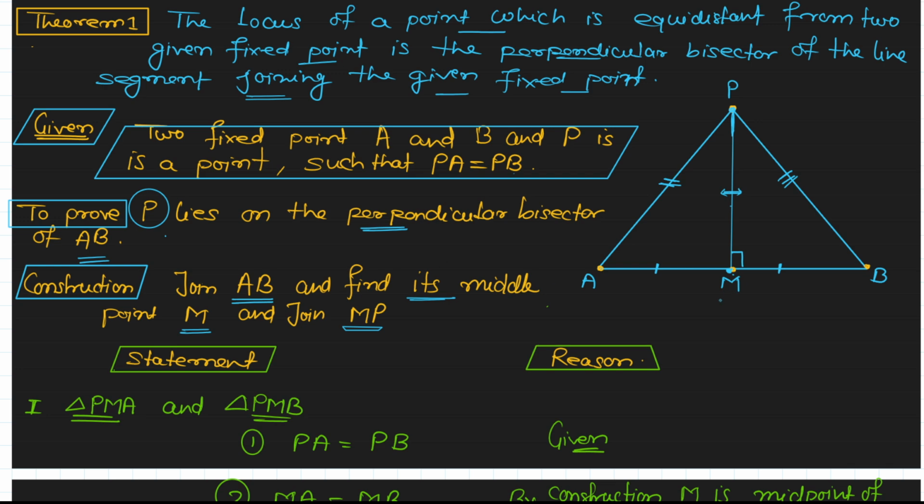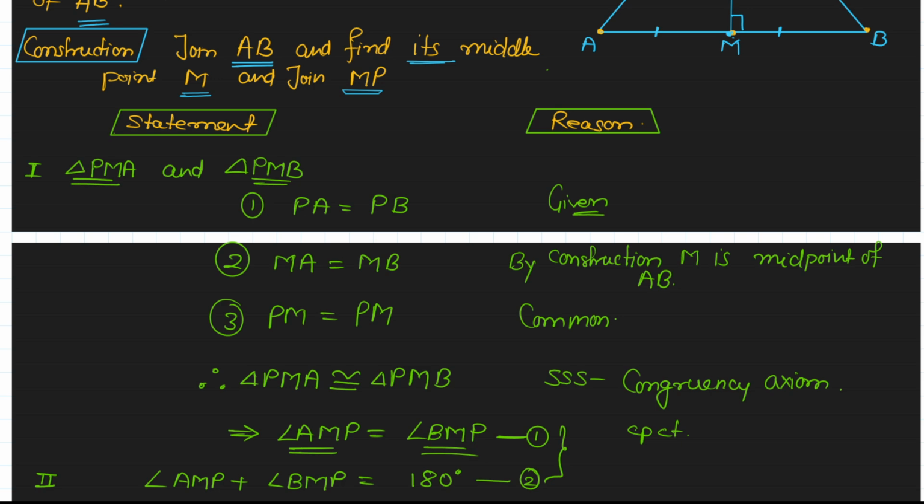So M is the midpoint of A and B. So we need to prove it. So how can we prove it? We did the construction here. We join AB and we mark the midpoint here, M.